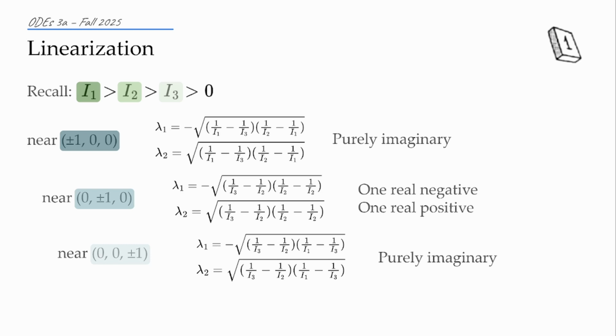So we know that 1 real negative and 1 real positive eigenvalue correspond to a saddle point. And we also know that purely imaginary eigenvalues correspond to centers. But for now, the best we can actually say is that the equilibrium points at plus or minus 1, 0, 0 and 0, 0, plus or minus 1 are possible centers. We'll say more about this later.